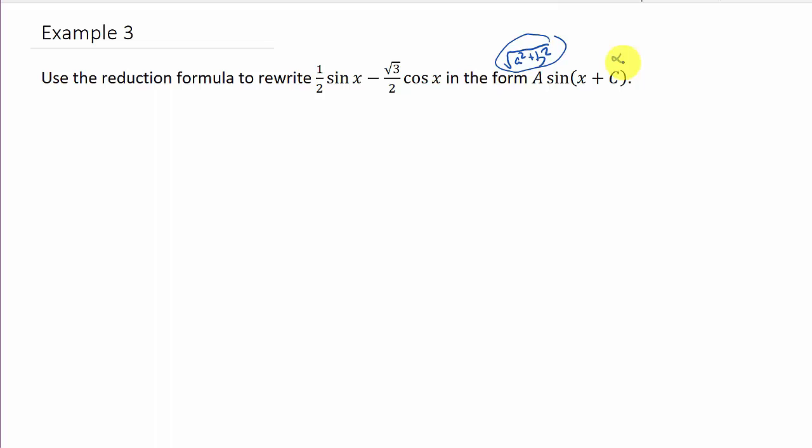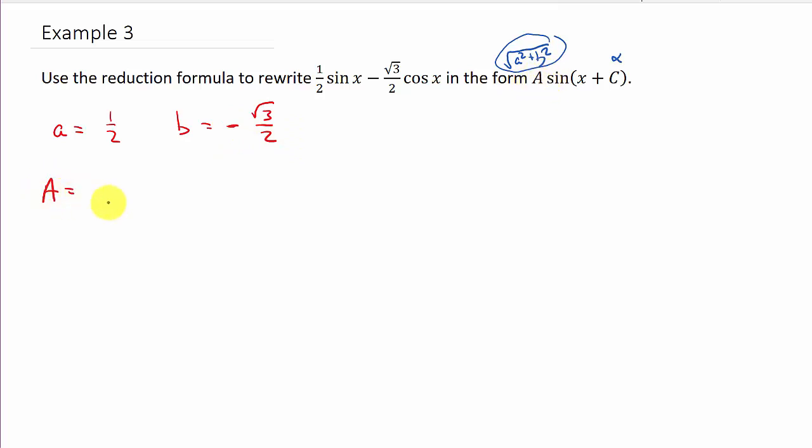All right, so let's go ahead first and identify little a and little b. So a is 1/2, and b is negative the square root of 3 over 2. Okay, so we got a and b. Now let's find this big A here.